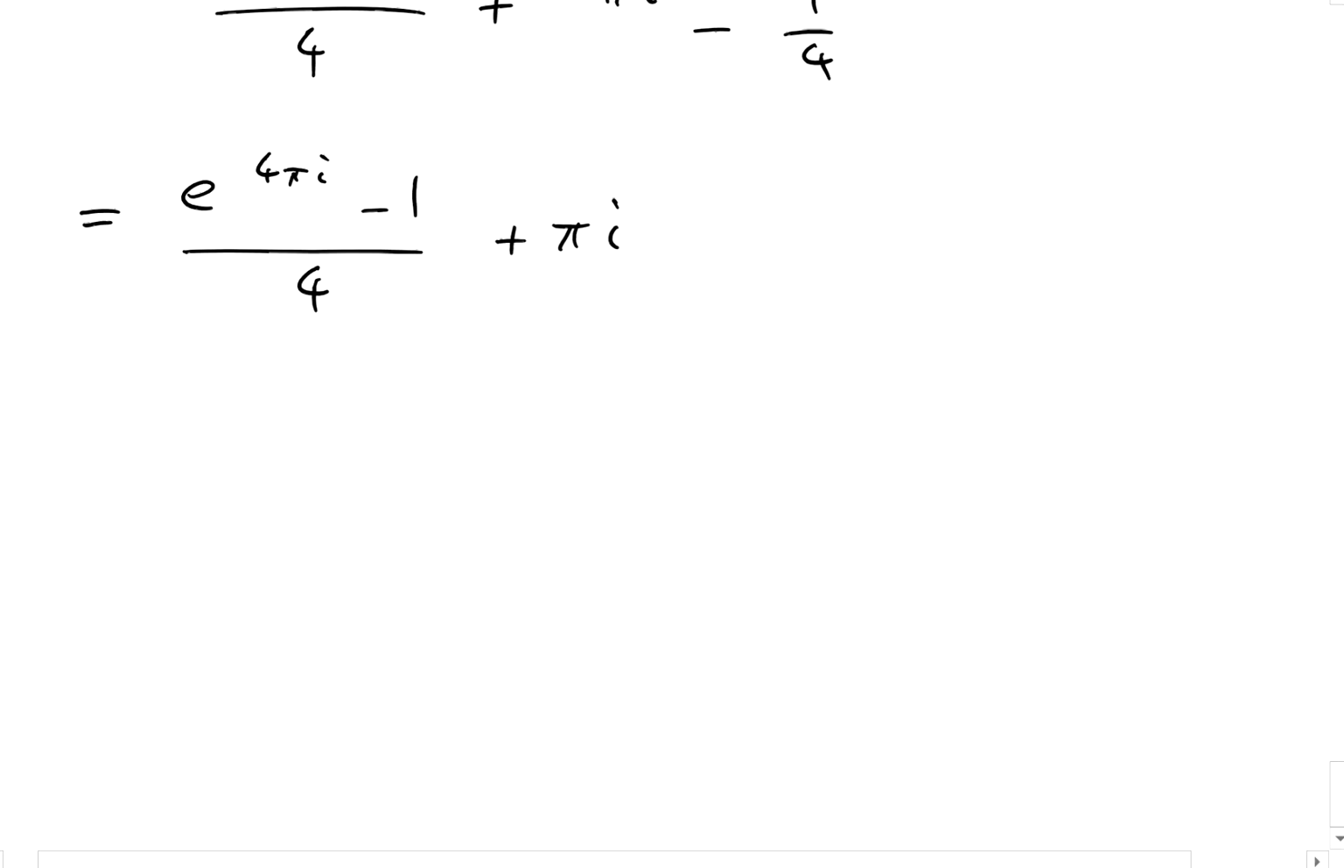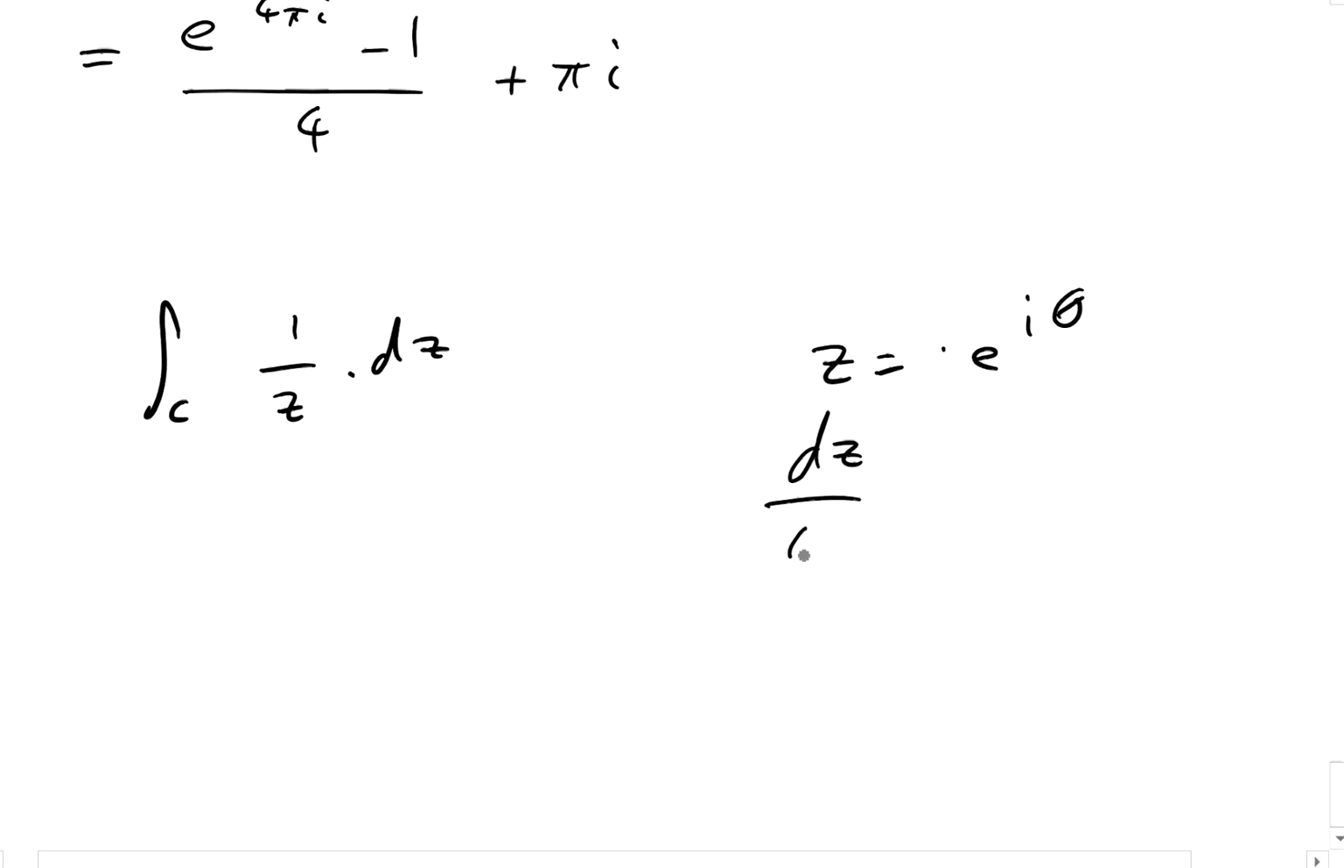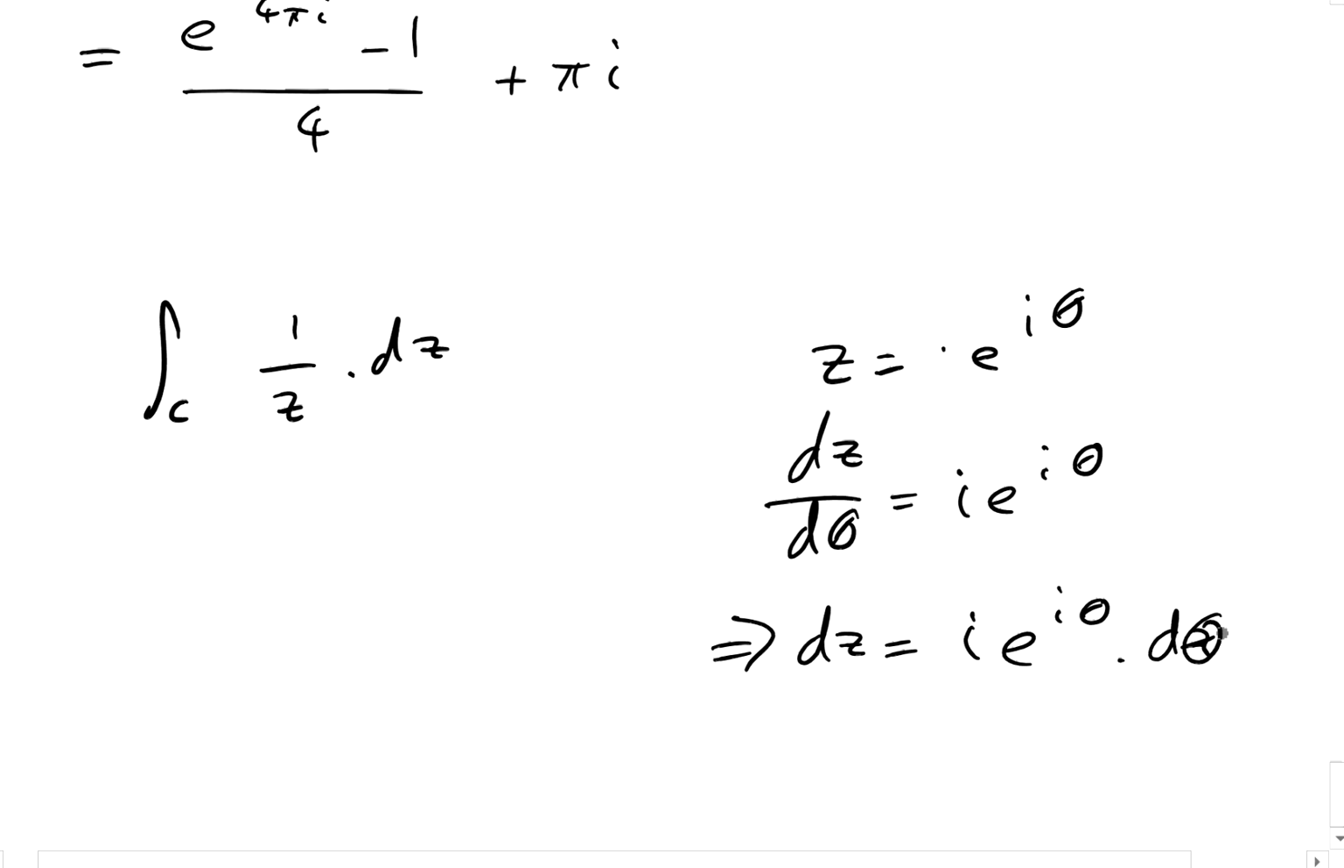Now let's consider the last one, the last one in this series of videos. We've got the integral over C of 1 over z with respect to z. We've got exactly the same thing going on. Remember, z is equal to e to the i theta. When we differentiate z with respect to theta, we end up with i e to the i theta. So dz for the substitution is going to be i e to the i theta times d theta.